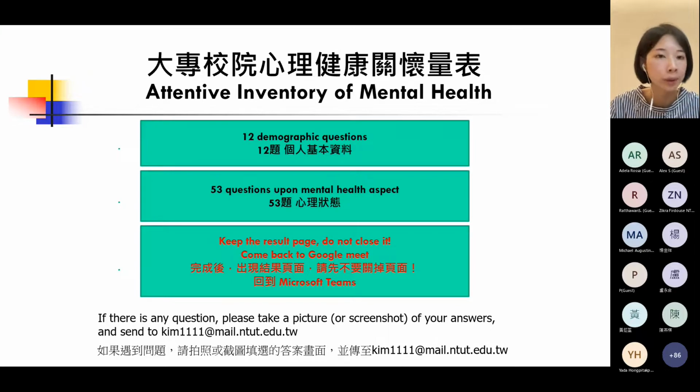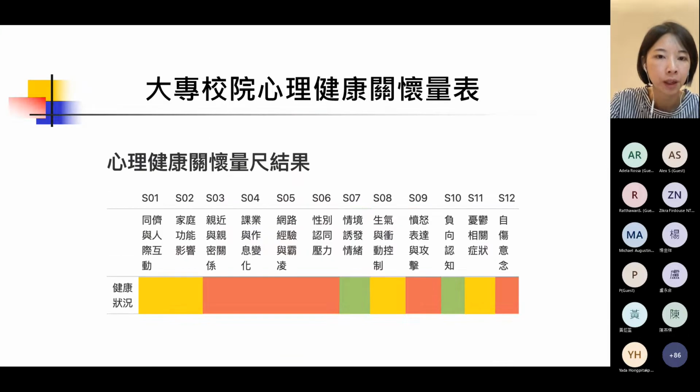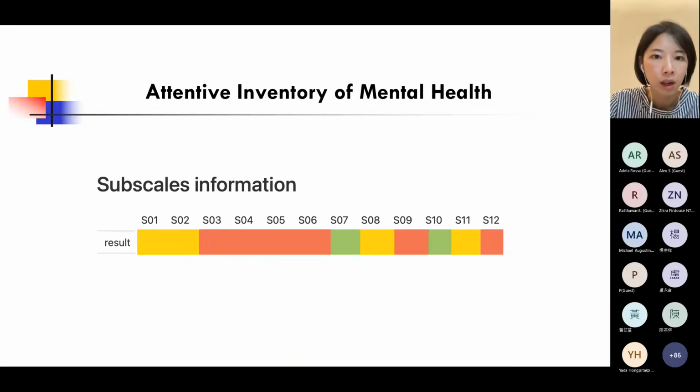So if you have any obstacles or difficulties when you take this assessment, please take a picture of your answers or of your situation and then send it to the email on our PPT right here. And if you lost it, it's okay. Still go to the student counseling center, describe your situation and let them know how they can help you.